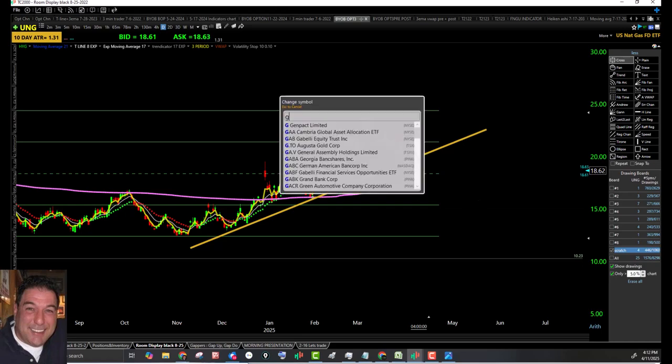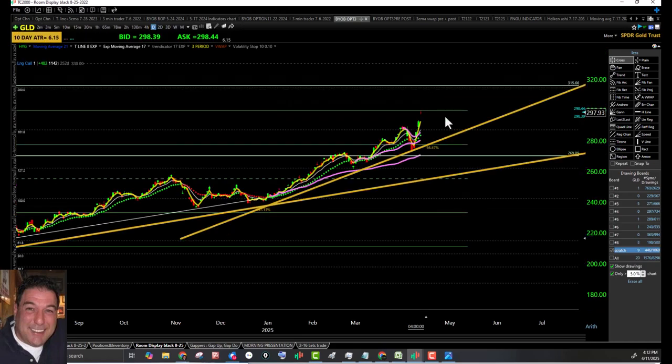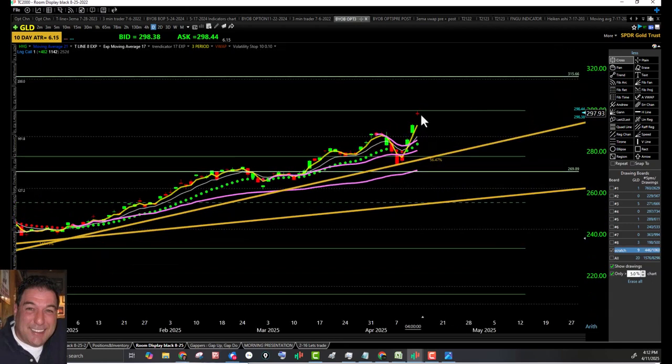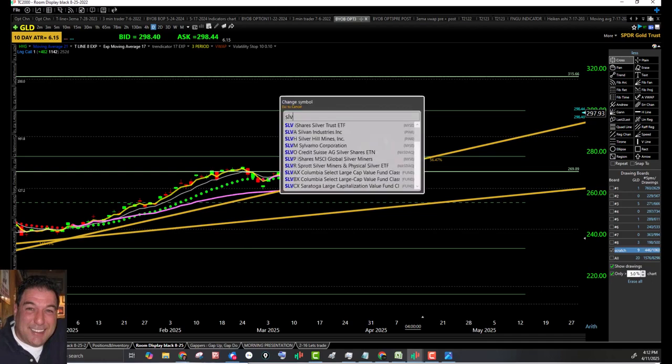Let's take a look at GLD. So GLD, guess what? Makes a new all-time high today. I got targets of 315.66 for GLD. All right, so there's GLD, new all-time high, on the daily chart there. Definitely bullish.